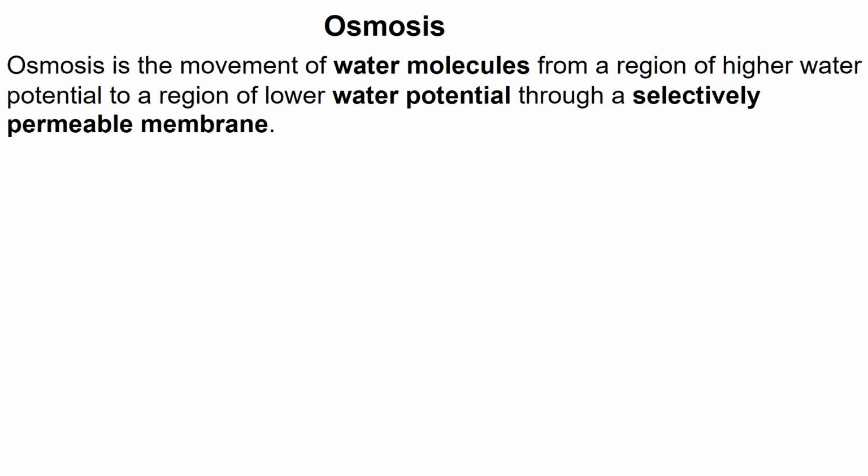Let us look at osmosis. What is osmosis? It's just the movement of water molecules from a region of high concentration or high water potential to a region of low water potential through a selectively permeable membrane.